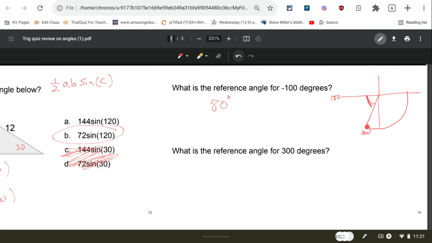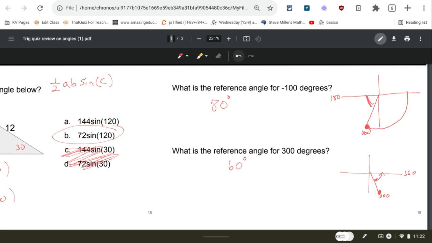What is the reference angle for 300 degrees? So for 300, that's going to be about right here. And this time we would be measuring the angle upward to the x-axis. And if this is 300 and this is 360, it's going to have to be 60 degrees. That's going to be our reference angle.